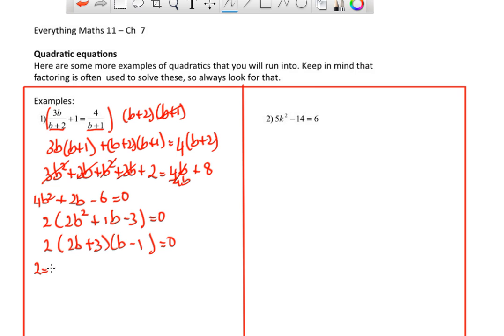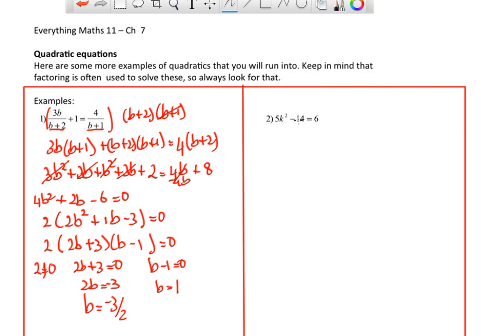Well, that means that 2 is equal to 0, which it's not, or 2b plus 3 is equal to 0, which only happens when b is a negative 3 over 2, or b minus 1 is 0, which occurs when b equals 1. So those are my two answers.